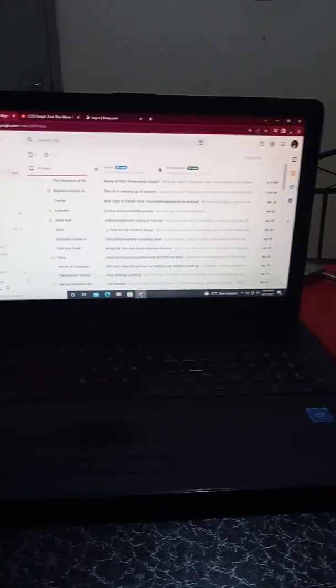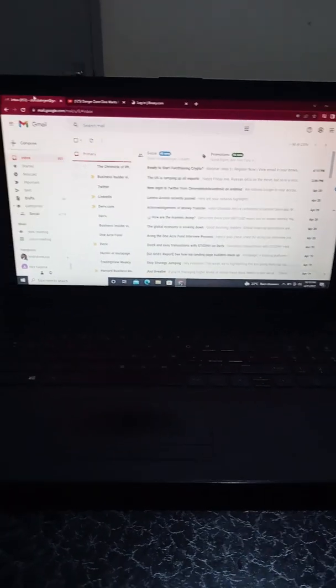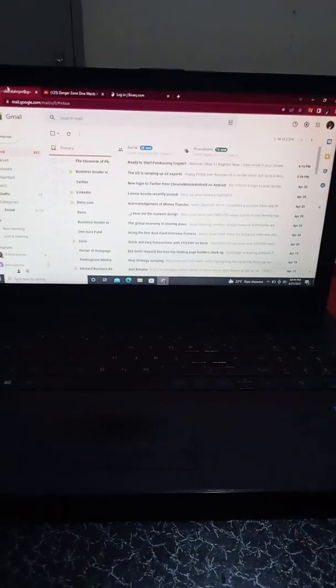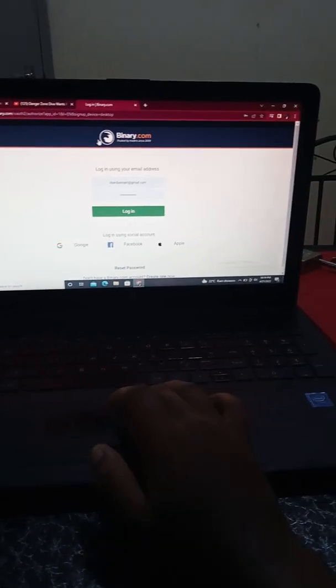So today we are going to look at how to load a trading bot on the Deriv platform. Now let's load the binary.com platform. Actually, I usually auto-save my login details, but I think I'll have to input them manually. So let's continue.